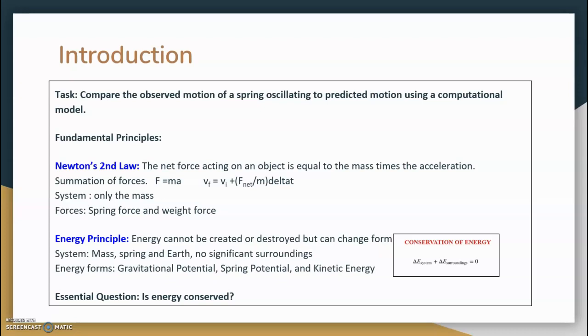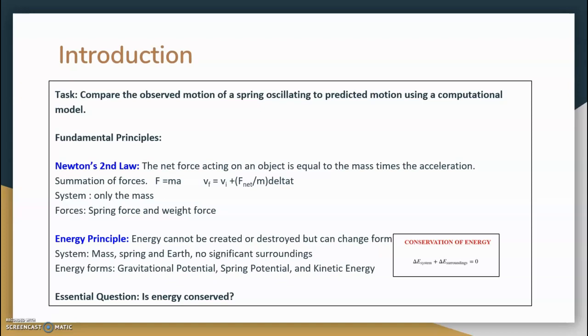Newton's second law, where the net force acting on an object is equal to the mass times acceleration, is important when considering the system as only the mass attached to the spring, with the mass of the spring negligible. The forces we are focusing on are the spring force and the weight force.